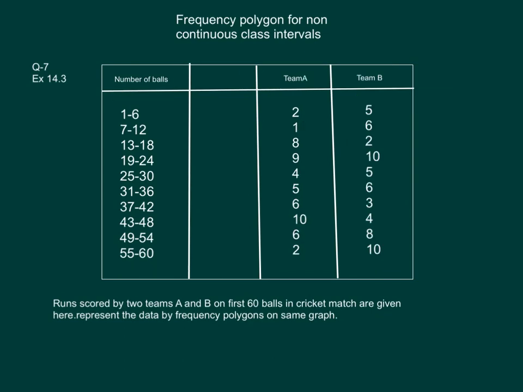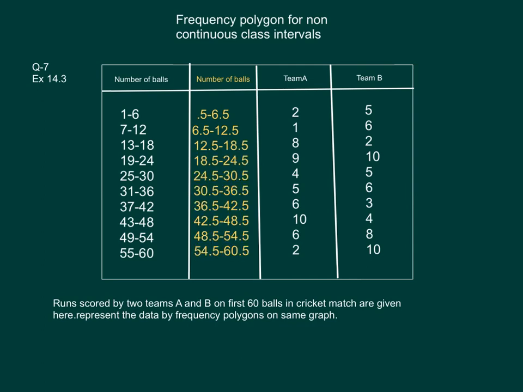Let us do the same question by making the intervals continuous. For that, we find the difference between the upper limit of one of the class and lower limit of the succeeding class. Clearly, the difference is 1. Then we have to add half of this difference, that is 0.5, to each of the upper limit and subtract same from the lower limit. Then our class intervals become 0.5 to 6.5. Again subtracting 0.5 from the lower limit and adding 0.5 to the upper limit, we get 6.5 to 12.5.